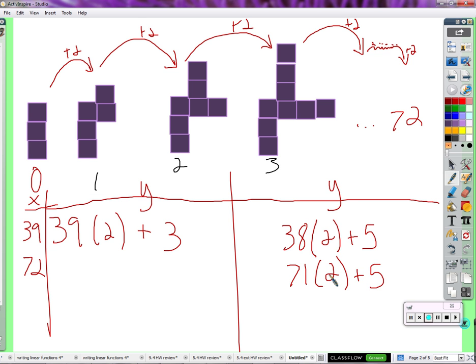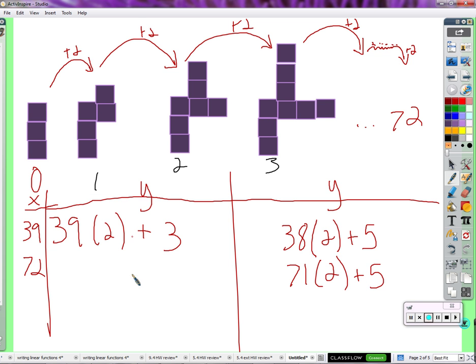So the 2 is the same. Is that surprising? No. Whenever I do this, I'm going to add on a certain number of twos. This time I added 38 twos. This time I added 71 twos, but I'm going to add a bunch of twos. The 5 is the same. Is that curious? No. Why not? Because you started out with 5. Either way, if I'm going to 71 or 38 or 72 or 39, I'm still starting with 5 blocks of figure 1.